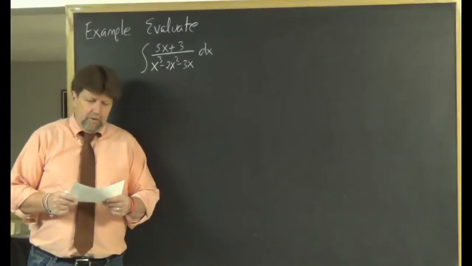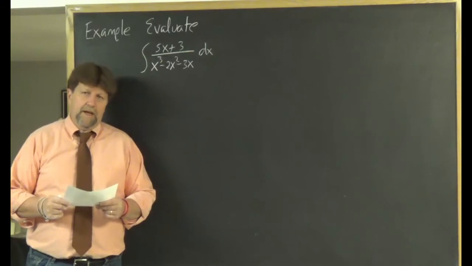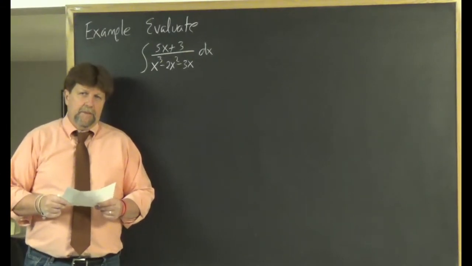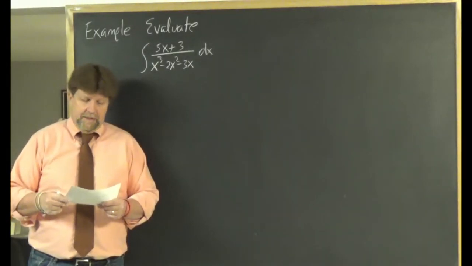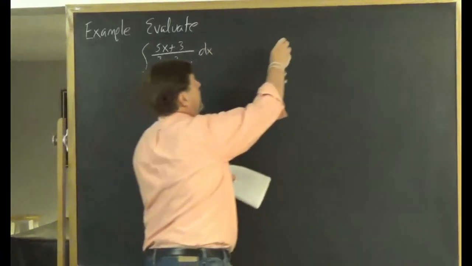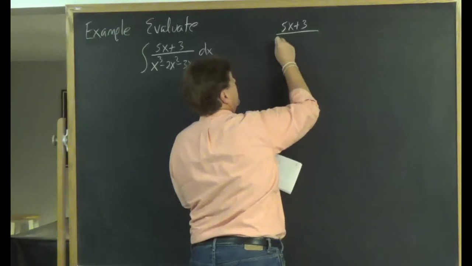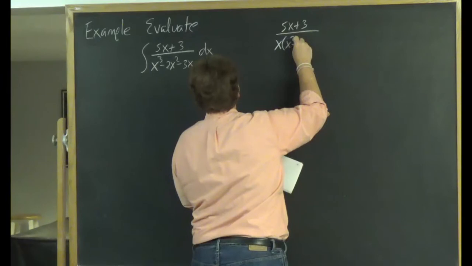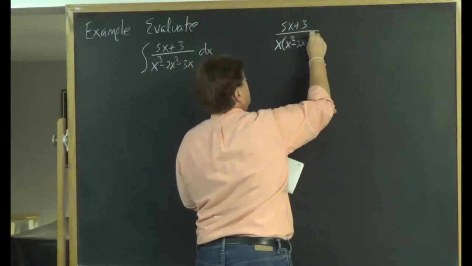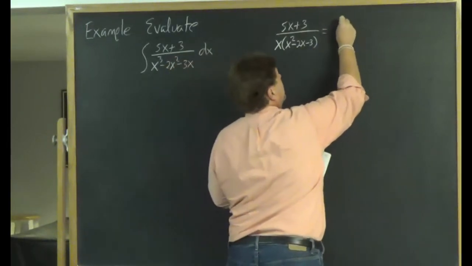All right, in this example, we're going to evaluate the integral of 5x plus 3 over x cubed minus 2x squared minus 3x dx. So it's proper, so I can immediately get started on the process of partial fraction decomposition. Let me pull the integrand over here, and let me start factoring the denominator. I could take an x out. That leaves me with x squared minus 2x minus 3. And then I have to factor. Hopefully this will factor.